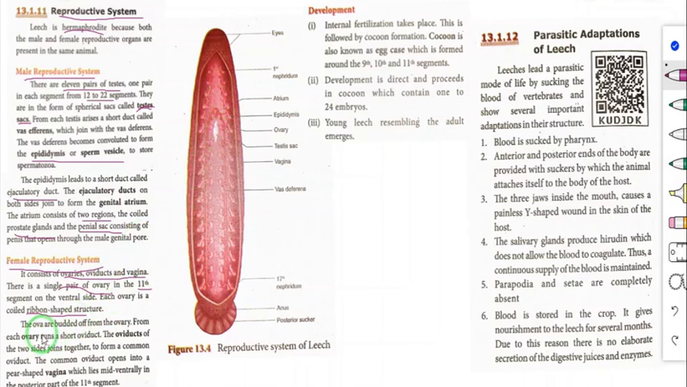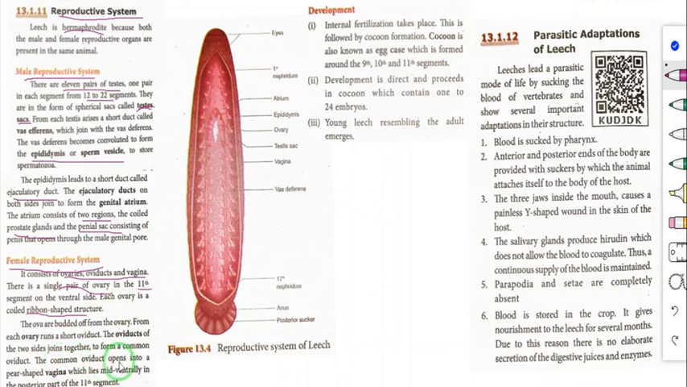Then the ova are budded off from the ovary. So the ova are present in the ovary. Okay, from each ovary runs a short oviduct. So from the ovary one duct arises, that is the oviduct. The oviducts of the two sides join together to form the common oviduct. Okay, so both sides ducts are present. Those ducts join together and form the common oviduct.